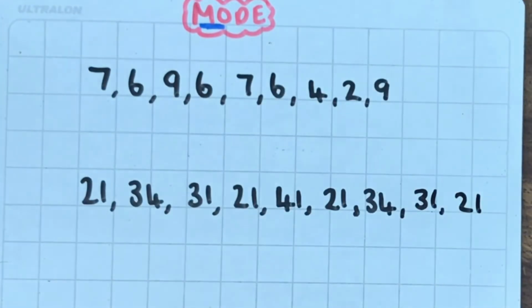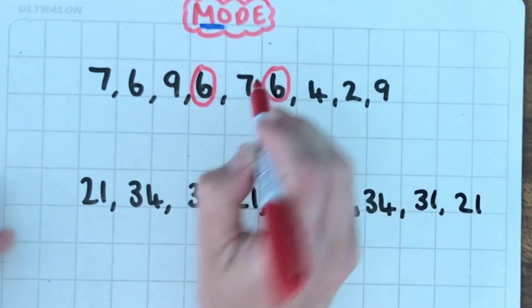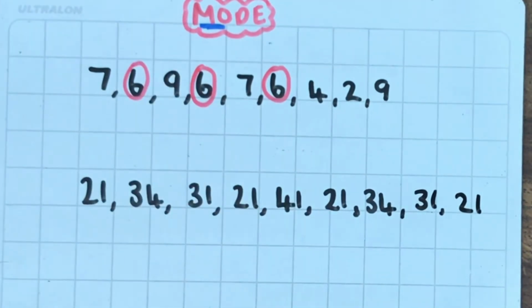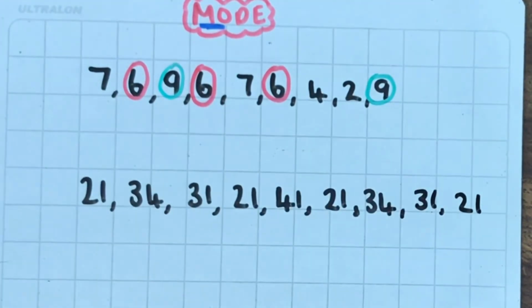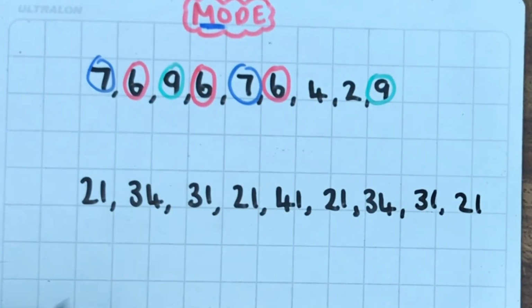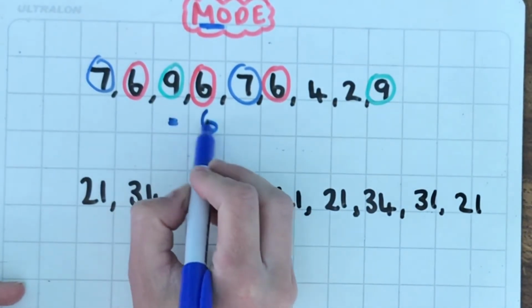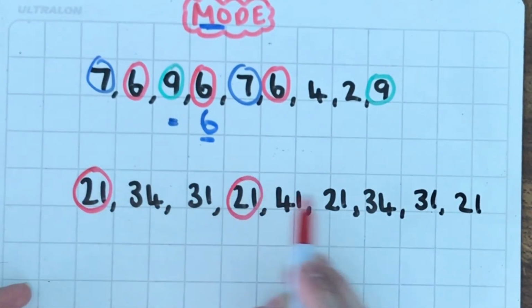2 more examples for the mode. So if you have a look at the first set of numbers, we've got a couple of numbers there more than once. So the first set of numbers, you've got 3 sixes, and you've got 2 9s. And you've also got 2 7s. So your mode is the one that's there the most, so it's going to be the 6. And then the last set of numbers here, we've got lots of 21s.